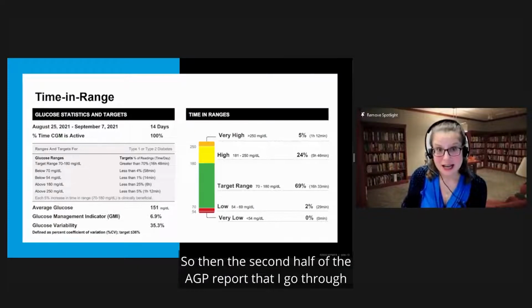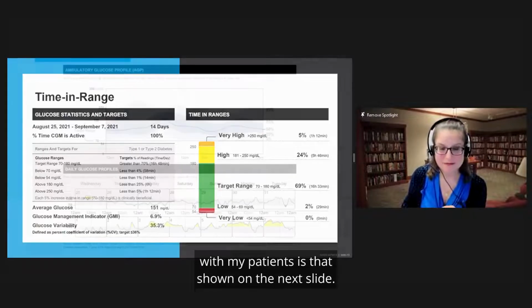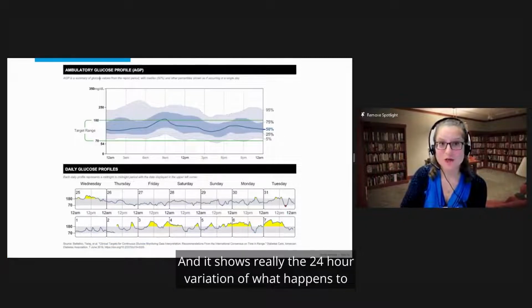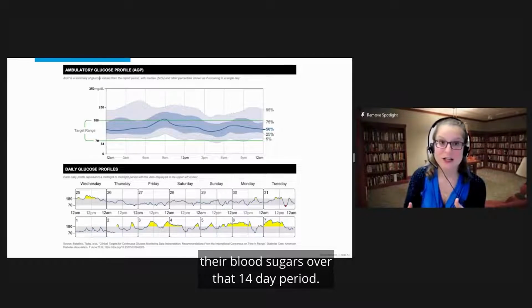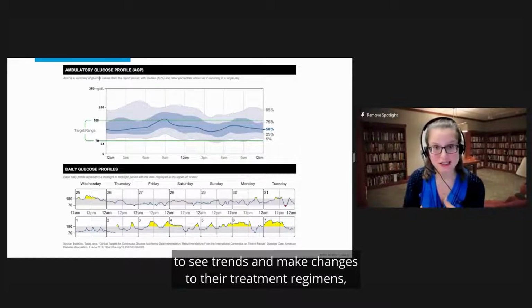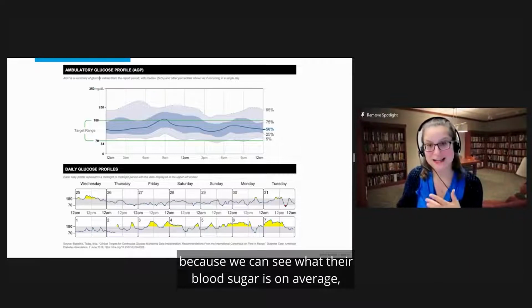So then the second half of the AGP report that I go through with my patients is shown on the next slide. And here you actually see that glucose profile, and it shows really the 24-hour variation of what happens to their blood sugars over that 14-day period. And that makes it a lot easier for our patients and for us to see trends and make changes to their treatment regimens, because we can see what their blood sugar is on average.